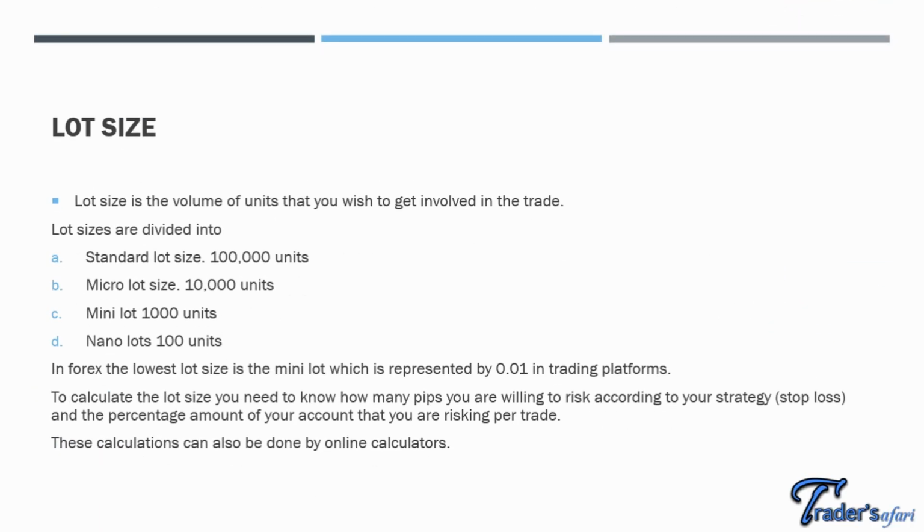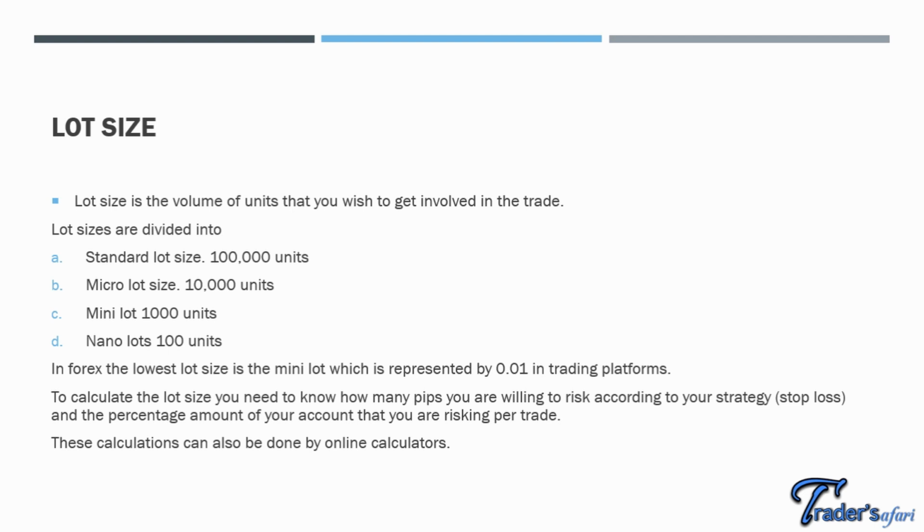Lot size. Lot size is the volume of units that you wish to get involved in the trade. Lot sizes are divided into: standard lot size, that's 100,000 units; micro lot size, that's 10,000 units; mini lot size, 1,000 units; and lastly, nano lots, 100 units. In forex, the lowest lot size is represented by 0.01 in trading platforms. If you're using MetaTrader, it's on the top left corner, indicated by 0.01. You can adjust it by tapping the button to make it go high or low. So that's what you're trying to calculate today.